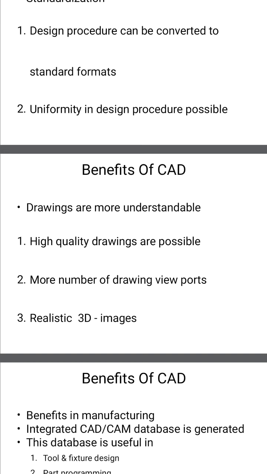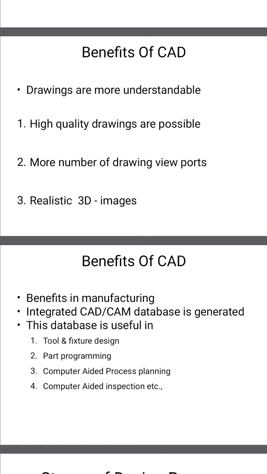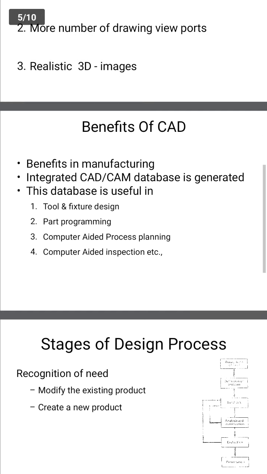Next benefit, high quality drawings are possible. High quality drawings means what? Suppose we are drawing dams or bridges, and if they want any changes, or if you want to take some of the parts from that, we can change that also. More number of drawing viewports: in a single sheet we can see many drawings. Next, realistic 3D images. 3D images also we can see easily.